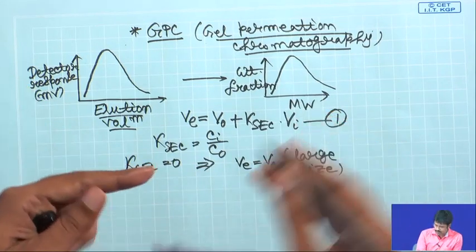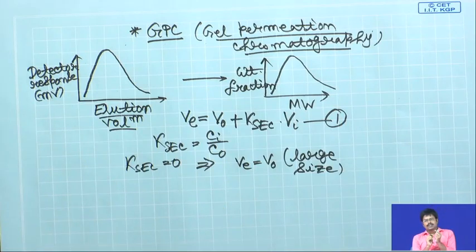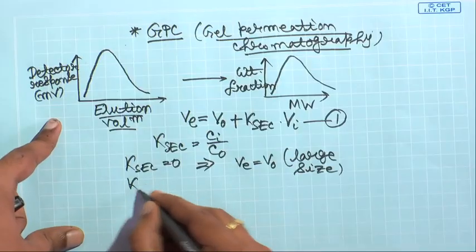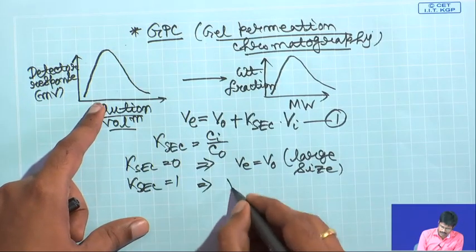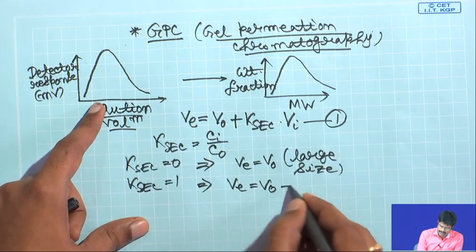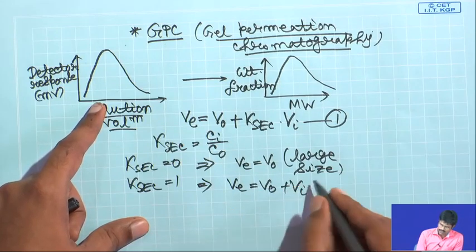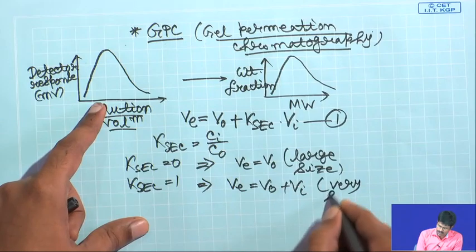On the other hand, if you have a very small polymer, its concentration inside the pores and outside the pores will be very similar, they are very small. So, the residing time inside and outside is the same. So, C_I equals C_0, and your K_ACC will become 1. If that is so, then your V_E will be equal to V_0 plus V_I for a very small polymer.